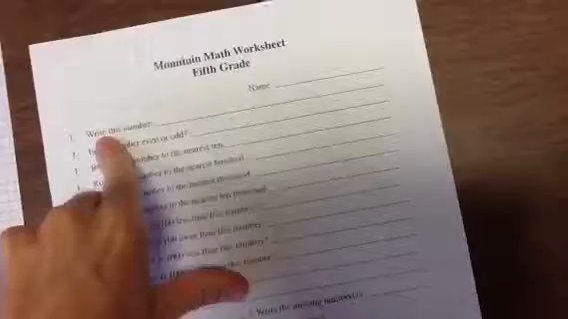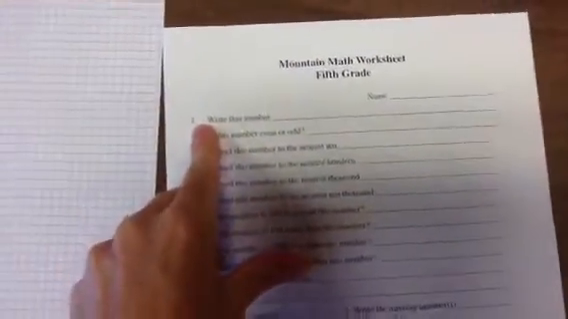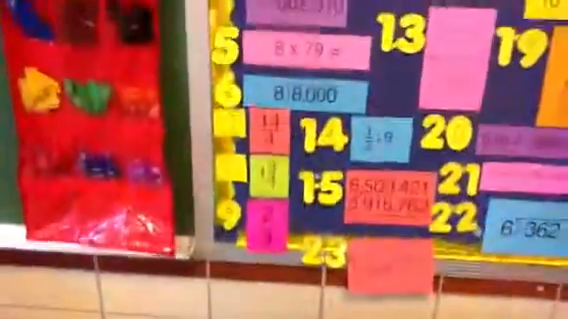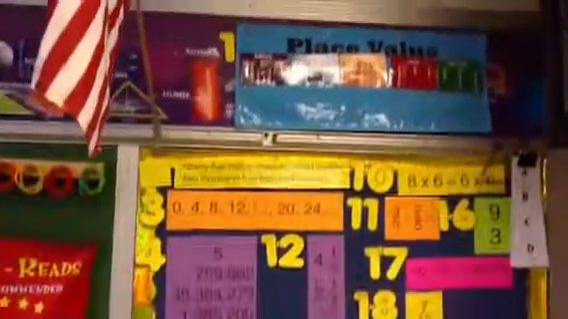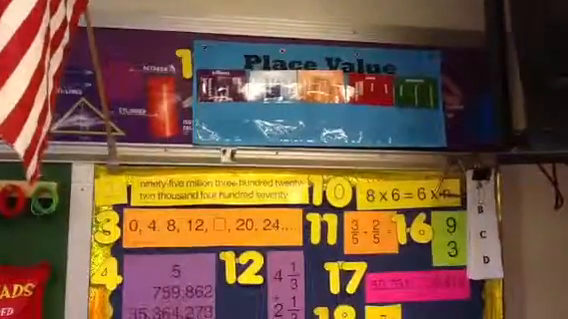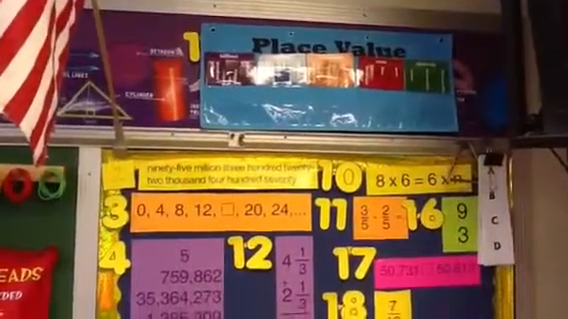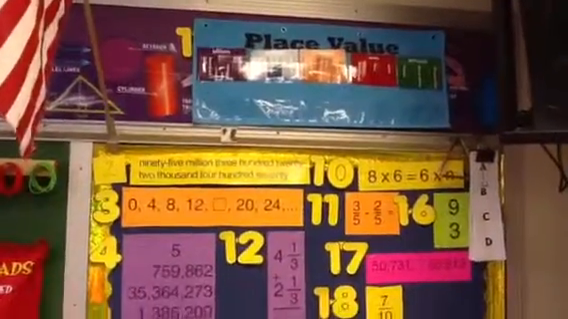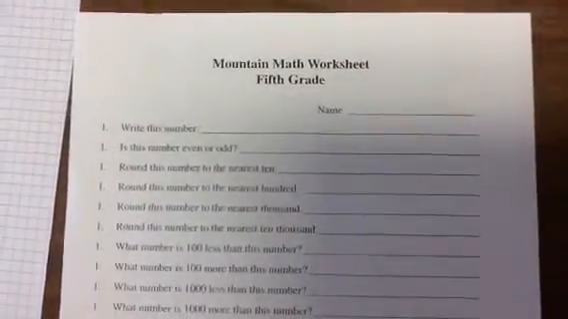The numbers on the worksheet, for example, here's 1, go along with the numbers on the bulletin board. So number 1 is way up top there, where it says place value. Now what you do with the numbers on the board is answer the questions on the worksheet. So the first problem says, write this number.